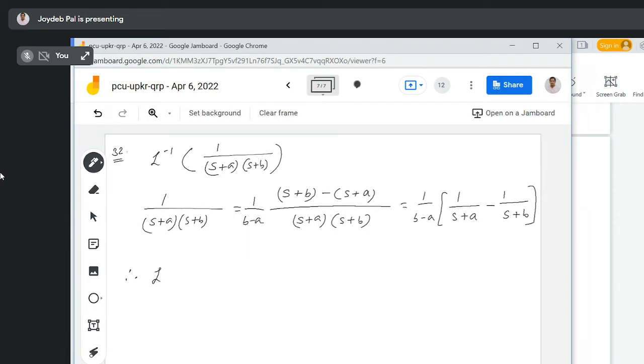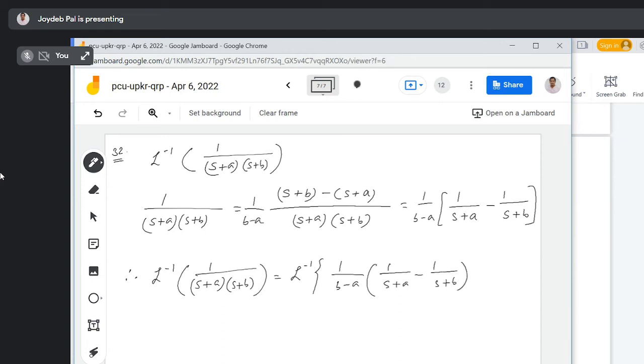Therefore, Laplace inverse of 1 by s plus a into s plus b is equal to Laplace inverse of 1 by b minus a into 1 by s plus a minus 1 by s plus b, and by the linearity property I can write L inverse of 1 by s plus a minus L inverse of 1 by s plus b. Now what is L inverse of 1 by s plus a?